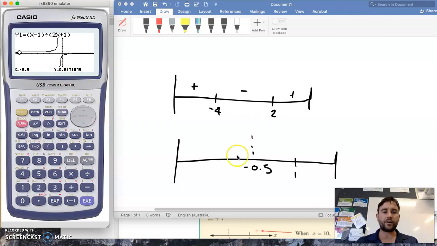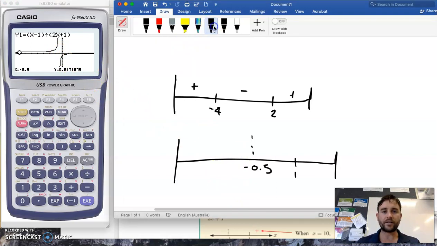So I know before this section, before this 0.5, I can clearly see that my sign diagram is going to be positive. After 0.5, it is negative, and then after 1 it's going to be positive again.